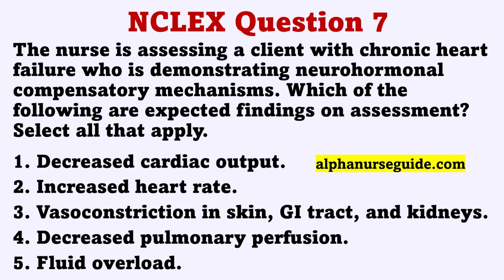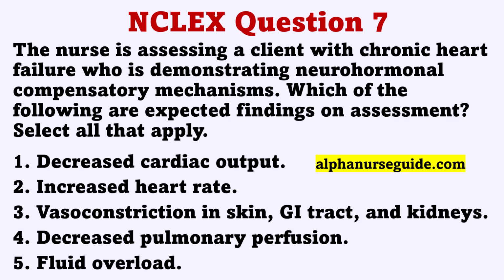The nurse is assessing a client with chronic heart failure who is demonstrating neurohormonal compensatory mechanisms. Which of the following are expected findings on assessment? Select all that apply. 1. Decreased cardiac output. 2. Increased heart rate. 3. Vasoconstriction in skin, GI tract, and kidneys. 4. Decreased pulmonary perfusion. 5. Fluid overload.